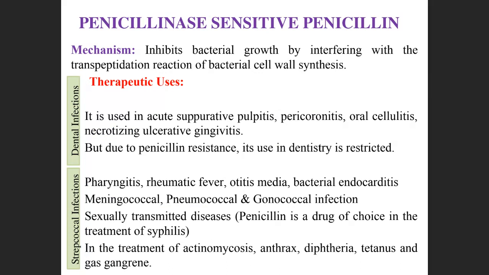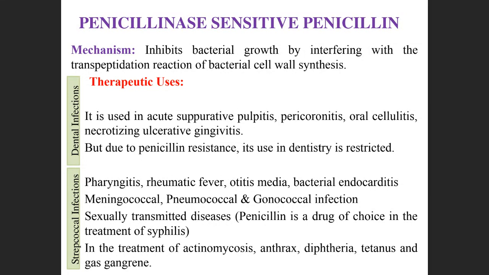Now first we will see the mechanism of the first category, penicillinase sensitive penicillin. These drugs inhibit the bacterial growth. How are they inhibiting the bacterial growth? By acting on a mechanism which is known as transpeptidation reaction, which usually takes place in the synthesis of the cell wall. So the penicillinase sensitive penicillins interfere with this reaction which takes place in the bacterial cell wall.